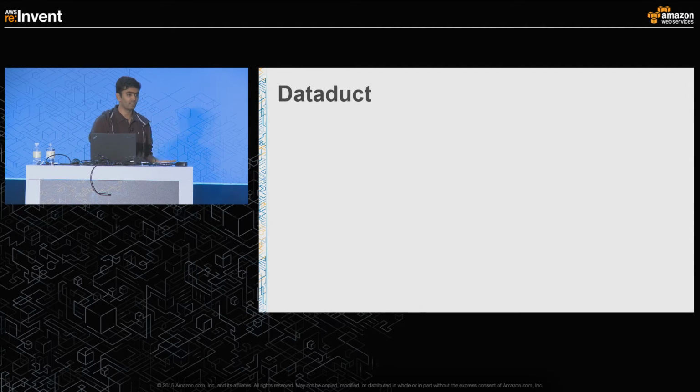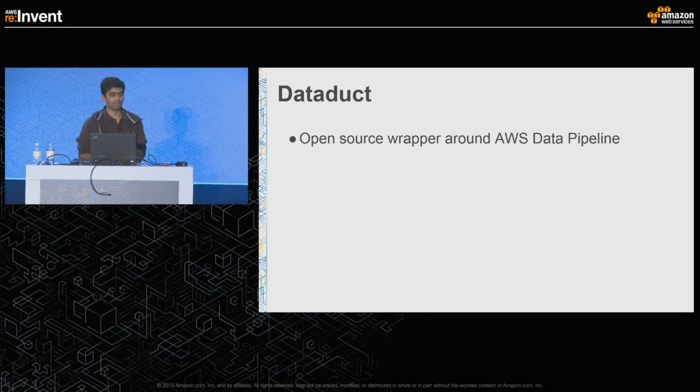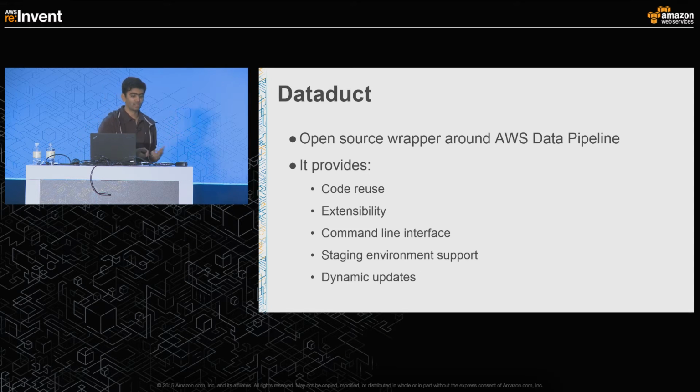You can use the web UI to develop your ETLs, but there were some additional things that we wanted to make our development easier. So we ended up building Dataduct, which basically wraps around the Data Pipeline APIs and makes things easier to work with. Some of the features that Dataduct provides are, basically, code reusability. So we can reuse the same code across different pipelines.